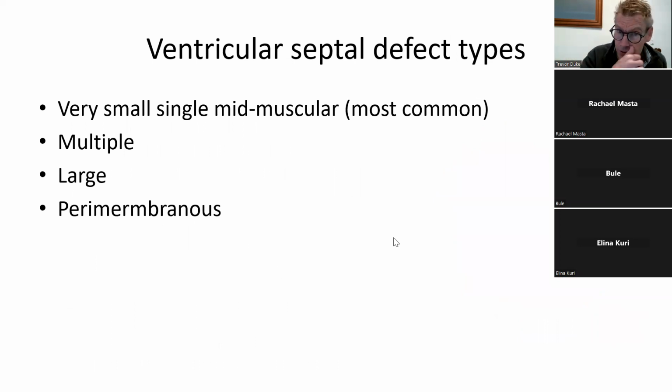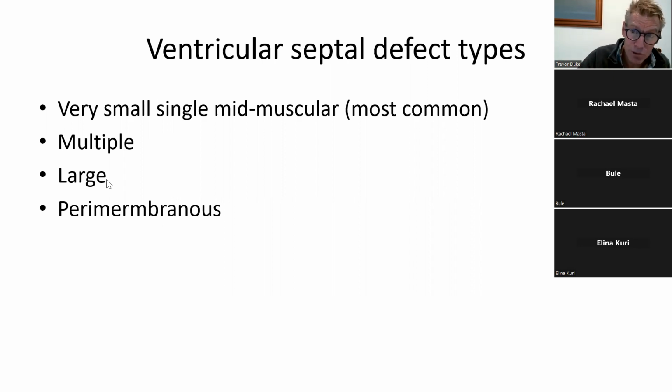We've talked about the different types. So you can have very small mid-muscular VSDs. They're the most common. They often present with an incidental murmur, or they present late with tachypnea often. Sometimes there can be multiple. So often in surgery, it's thought there's one VSD, but when they go to operate, there's multiple VSDs and they have to close them all.